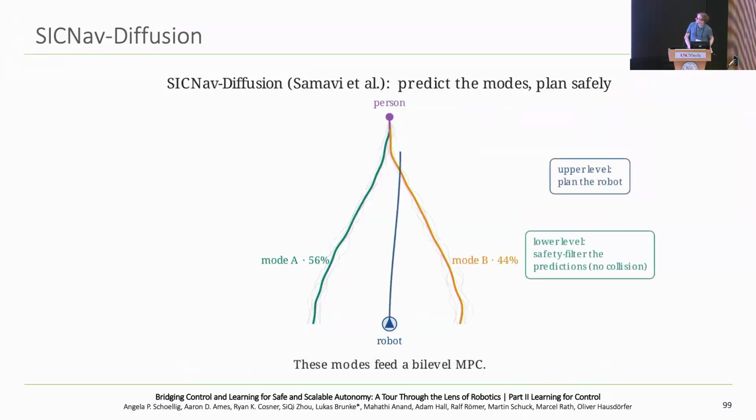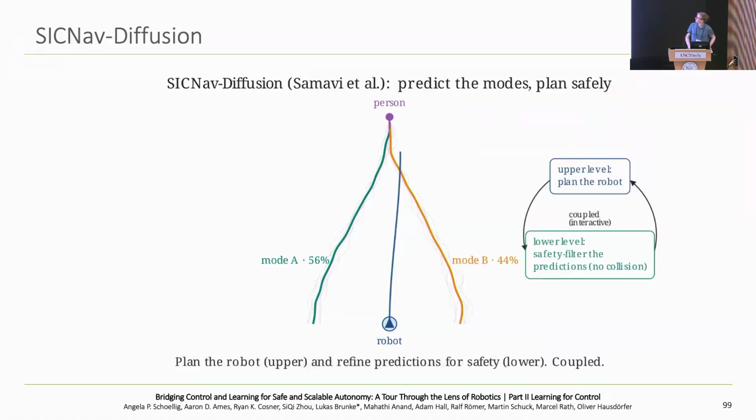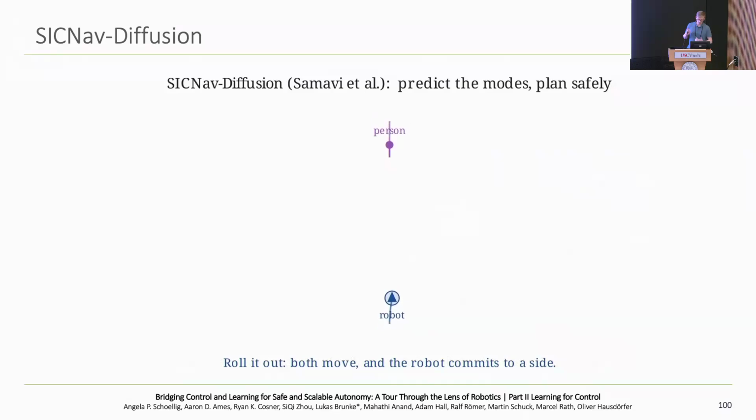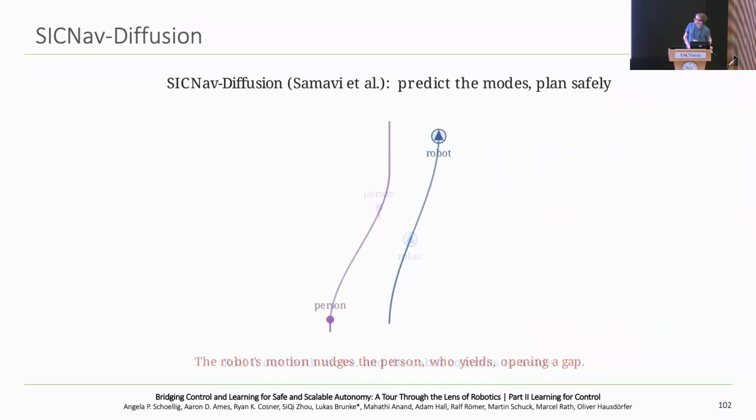So this is, again, a model predictive safety filter in some sense. Where you have, at the upper level, the plan for the robot, and on the lower level, you have a safety filter for these predictions to achieve non-colliding trajectories. And what's important is that this is interactive. So whatever the robot is doing can influence the other agents in the scene. And this way, we can avoid crashing into other obstacles.